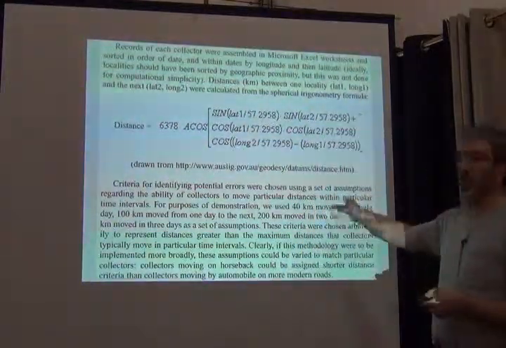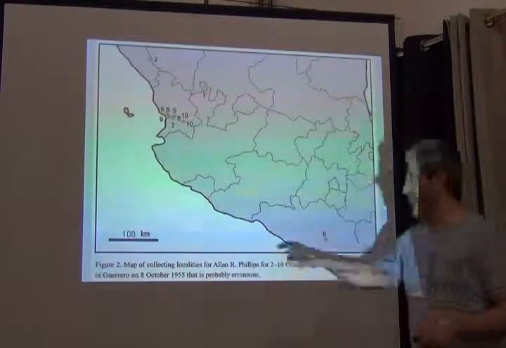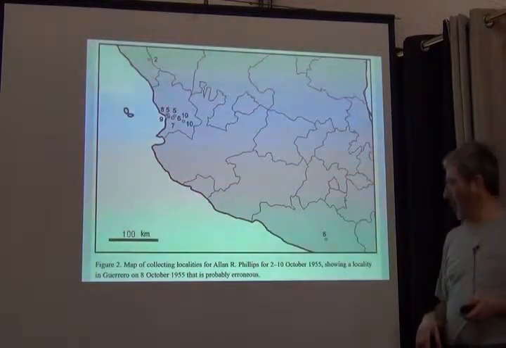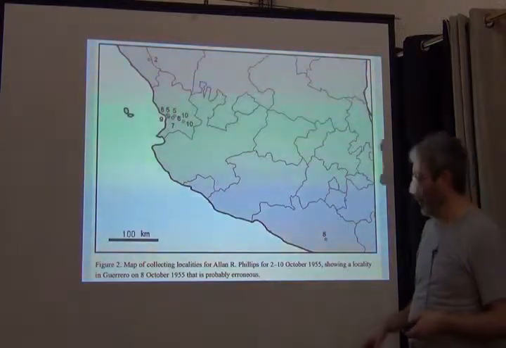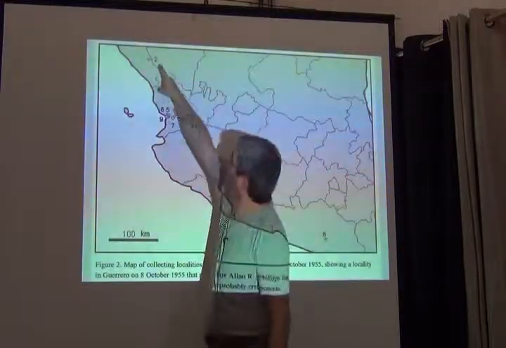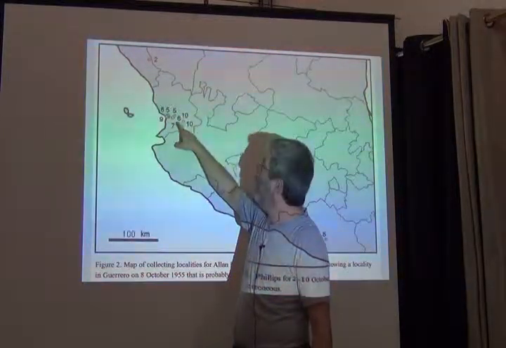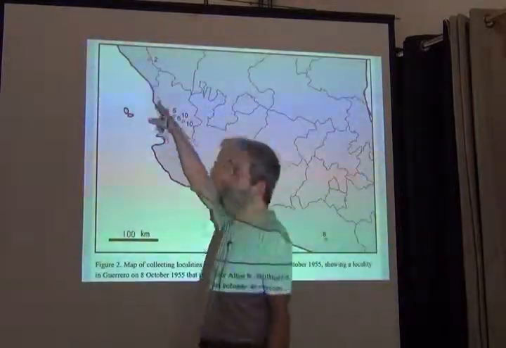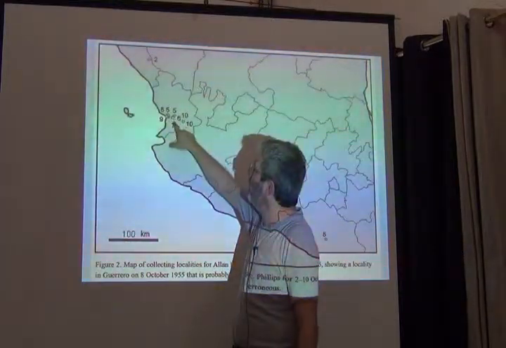Okay, so this is just the example, but I'll give you one very clear example. This man, Alan R. Phillips, whom you will see later on as our star in data corruption, in 1955, between the 2nd and 10th of October, he starts collecting on the 2nd up here, and then 3 days later, he's down here. So he has 3 days to travel this distance. That's probably reasonable. There are good roads along the coast. And then the 5th, he collects here and here. The 6th, he collects here.